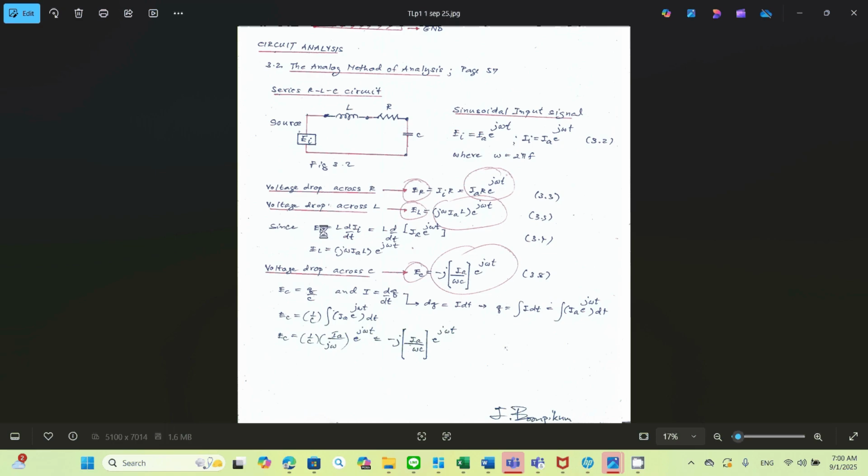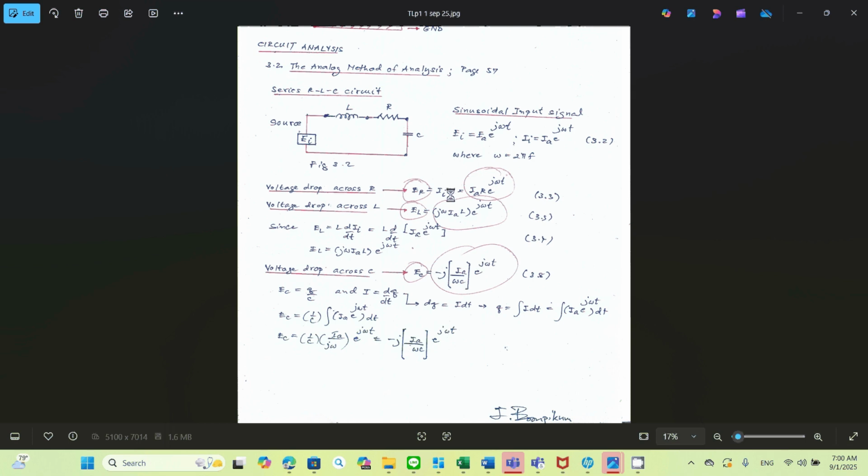Let's take a look at the derivation of the voltage drop across the inductor. You start from EL, and you know the property EL equal to L di by dt. You already have I equal to IA exponential j omega t. So you just differentiate, and you end up with j omega IAL exponential j omega t, according to equation 3.4 in the book. Next, the voltage drop across the capacitor C. You end up with EC equal to negative j IA over omega C exponential j omega t.